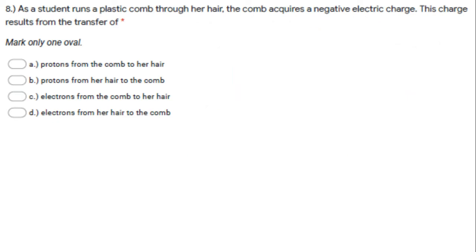All right, question 8. As a student runs a plastic comb through her hair, the comb acquires a negative electric charge. This charge results from the transfer of A, protons from the comb to her hair, B, protons from her hair to the comb, C, electrons from the comb to her hair, or D, electrons from her hair to the comb. Right, now this one is kind of confusing, but our correct answer choice is D, electrons from her hair to the comb.